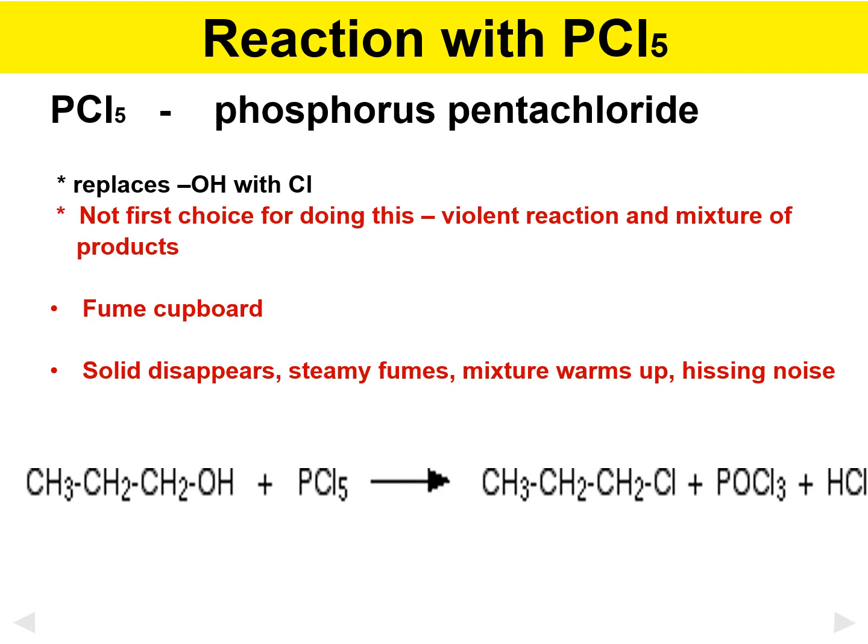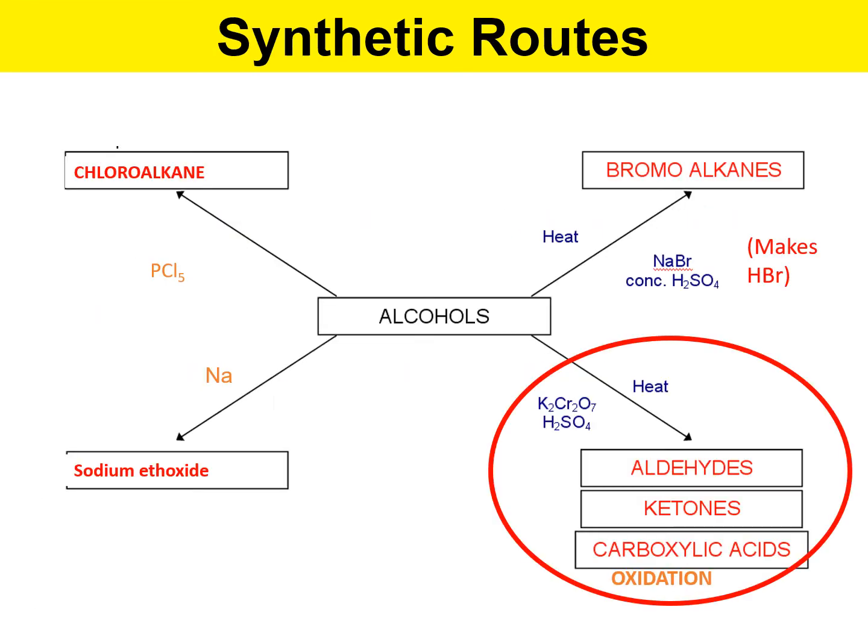PCl5 reacts with any alcohol and converts the OH group to a Cl group. If used in excess with an organic compound containing more than one OH group, all the OH groups are converted to Cl. This reaction is sometimes used as a diagnostic test for the OH group, as white steamy fumes are observed, which turn damp litmus paper red. So far, we have looked at the reaction of alcohols with sodium, with phosphorus pentachloride, and with hydrogen bromide.